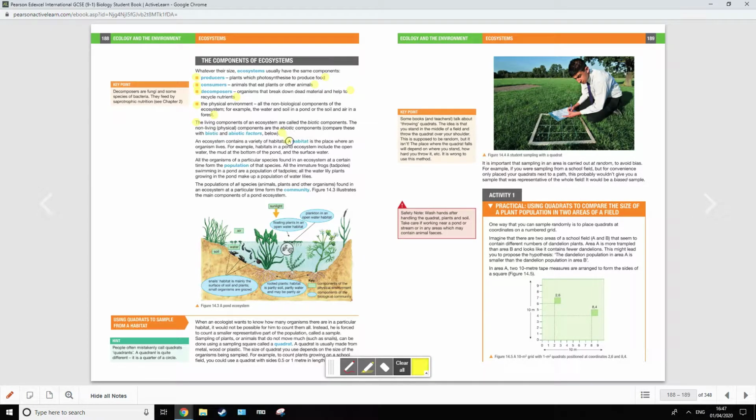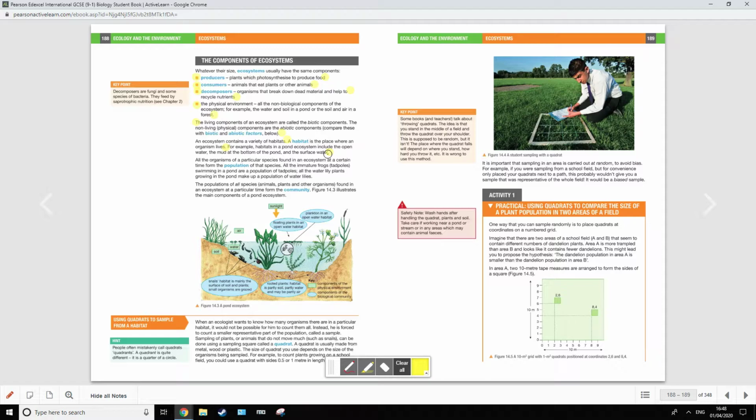An ecosystem contains a variety of habitats. A habitat is a place where an organism lives. Okay? For example, habitats in a pond ecosystem include open water, the mud at the bottom of the pond, and the surface of the water. Highlight these two. I'm saying it again, so whenever I put a highlighter on the beginning of the sentence and on the end, then you should highlight that whole paragraph or sentence.